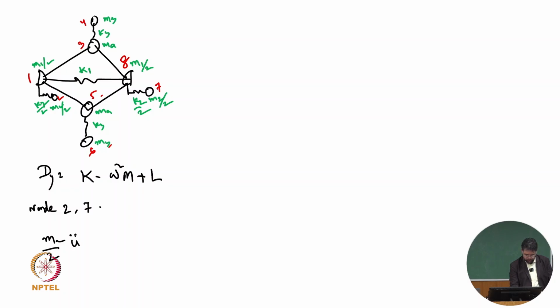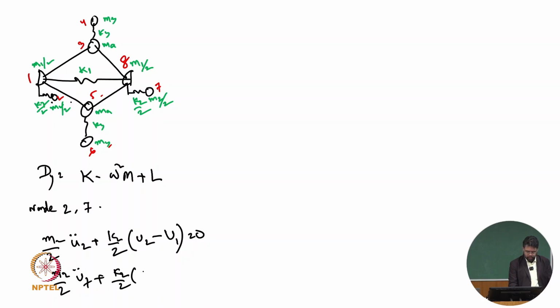m2 by 2 into u2 double dot plus k2 by 2 into u2 minus u1, that is equal to 0. Agreed? Because this motion is just connected by a spring. I am just writing the equation, simple. That is for 2, and for 7 also, m2 by 2 u7 double dot plus k2 by 2 into u7 minus u8 is equal to 0. So that's the equation we can get for node 2 and node 7.